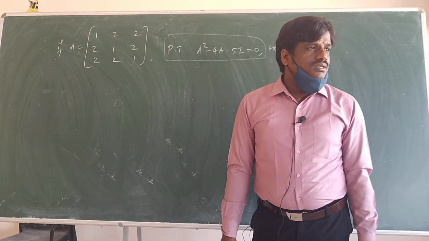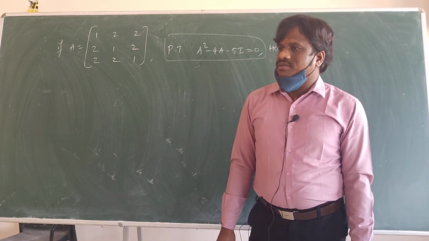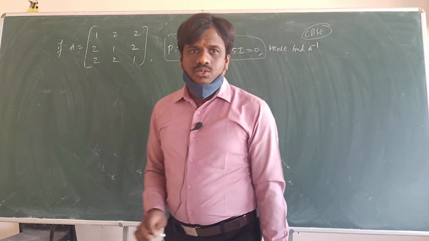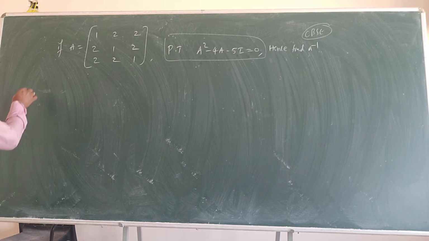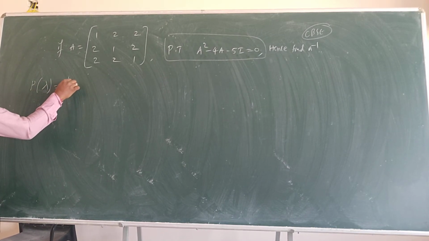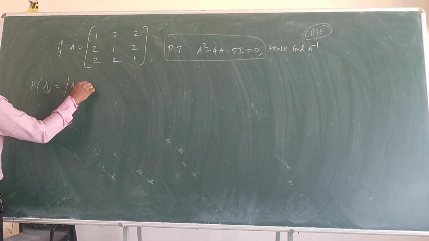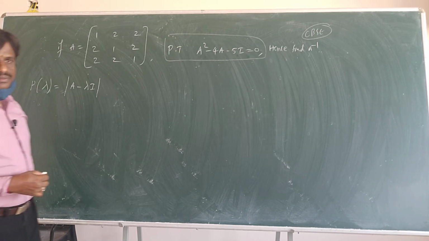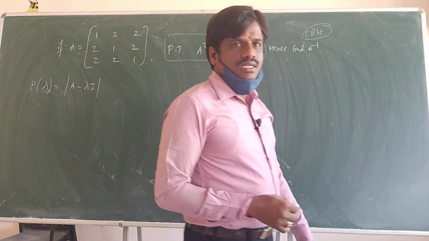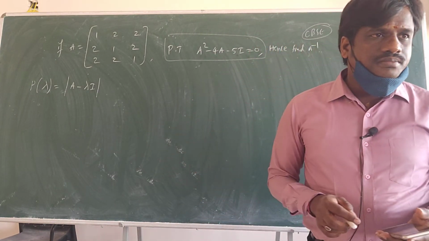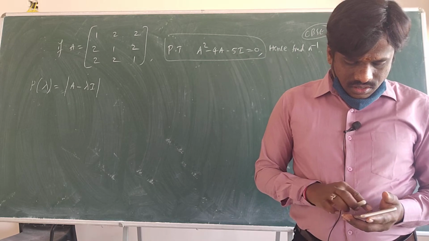What are we going to find? The polynomial equation of the matrix in second degree. How to do it, I will tell you. So what is our first condition? P of lambda is equal to, what is the condition? Determinant of A minus lambda I. We will use this condition now. Okay, A minus lambda I. So can we use this? How to use it? Tell me.